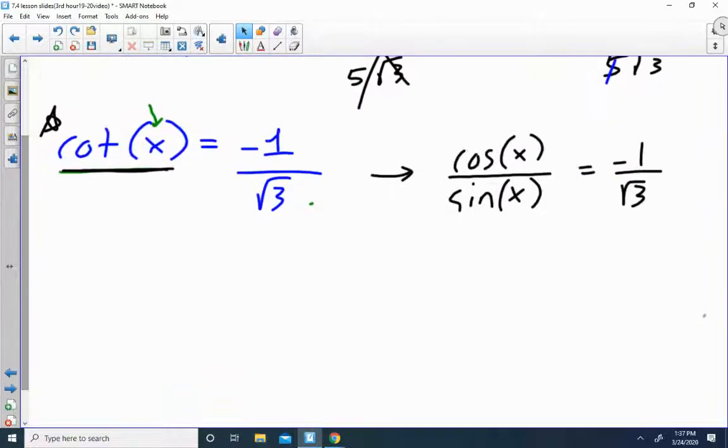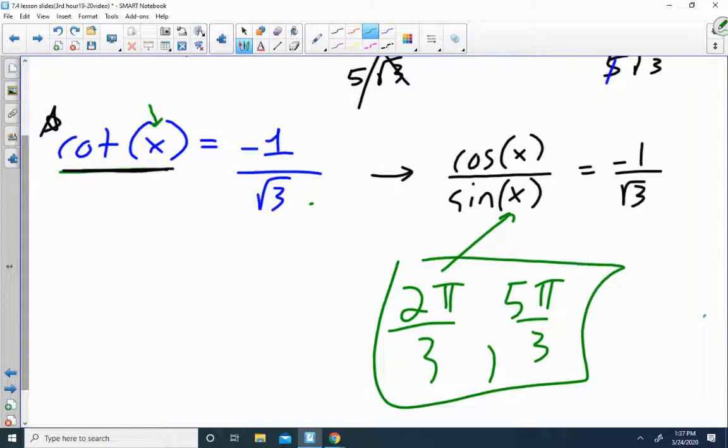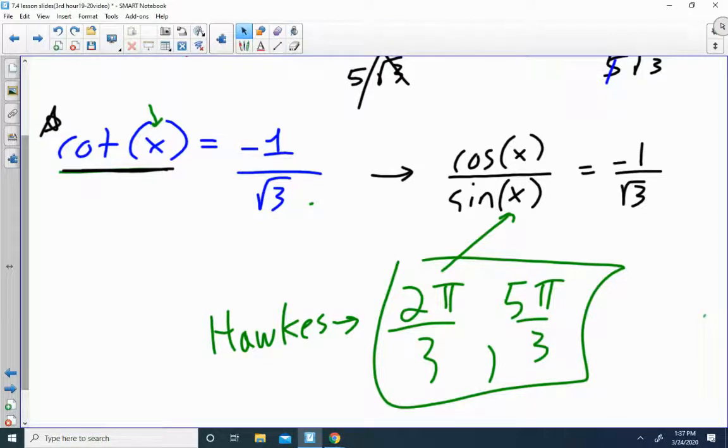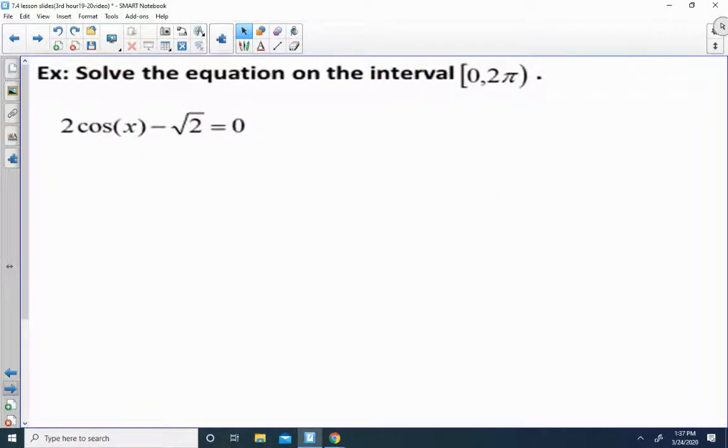So let's go ahead and write that down. Your two angles that are solutions to this x is 2 pi over 3 and 5 pi over 3. And that's exactly how you're going to enter it in the Hawks program, just like that, 2 pi over 3, comma, 5 pi over 3. So those might be a little bit tricky since it's not just sine or cosine. You'll have to do a little bit more division or multiplication. So please be careful with those.